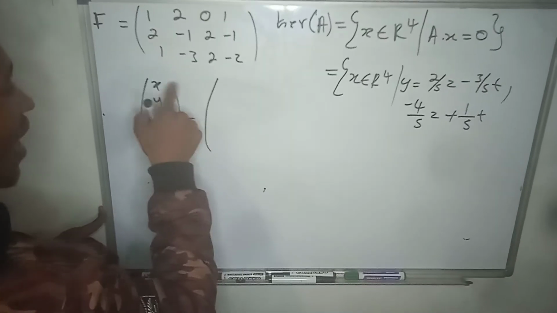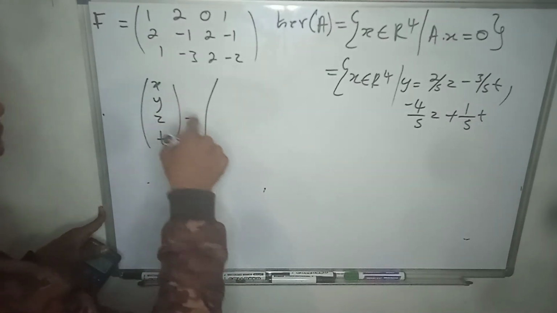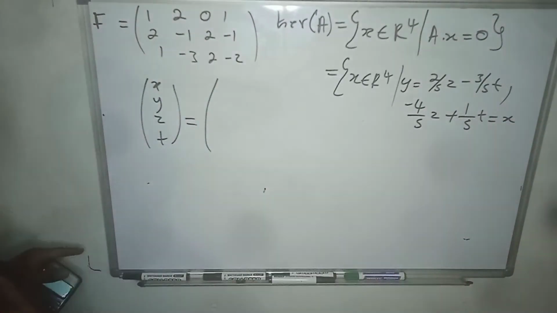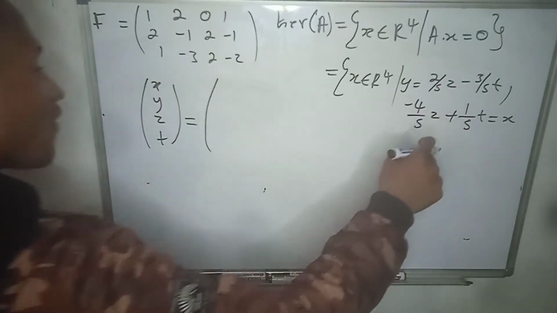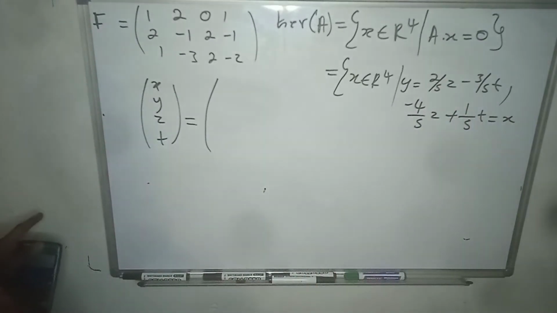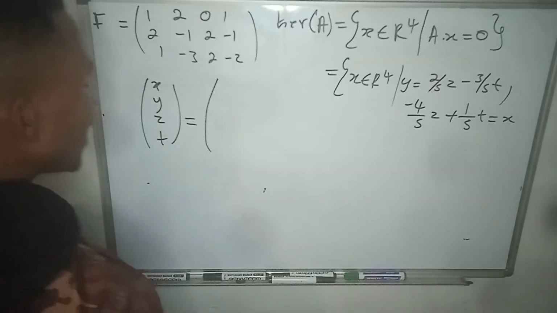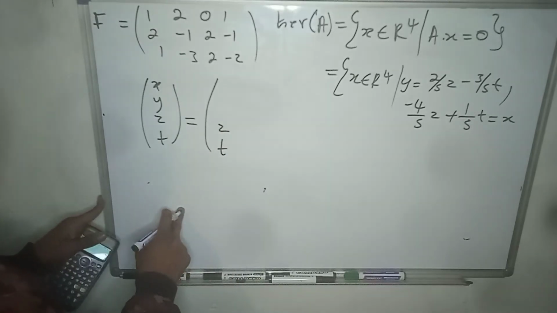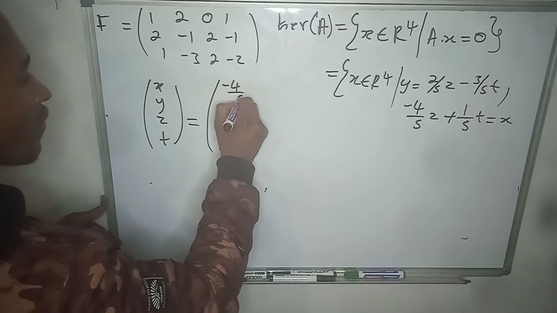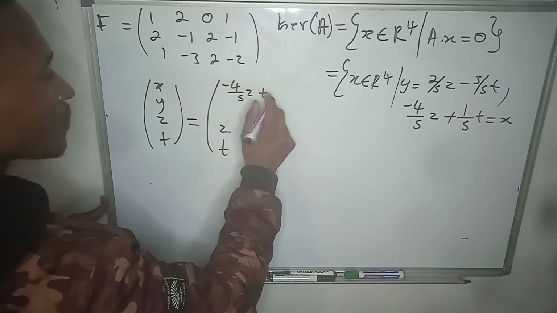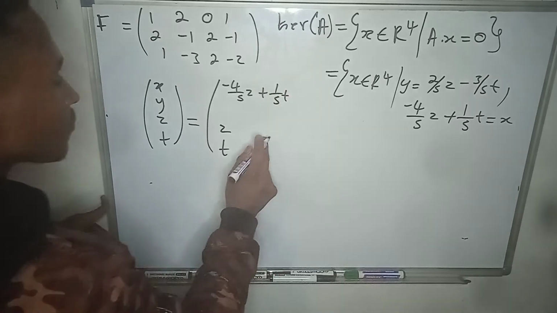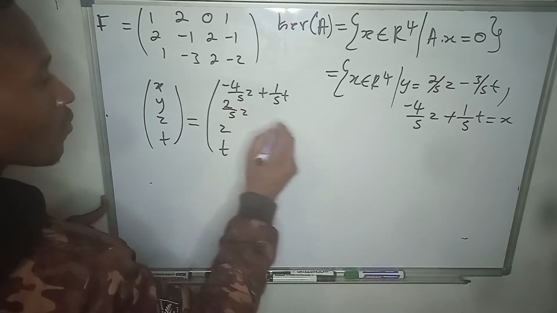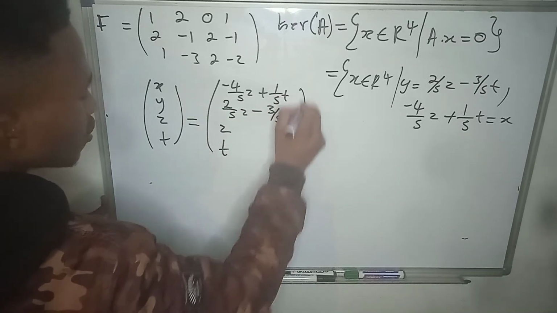So my x, in this case, as you can see, y and x are actually pivot variables in this case, whereby z and t are free variables. So I'll just write z and t because these ones are free variables. So this is minus 4 over 5z plus 1 over 5t, and then for y it's 2 over 5z minus 3 over 5t. This is what I'm having.